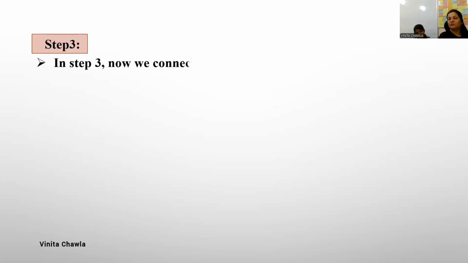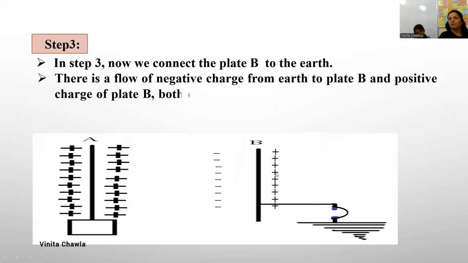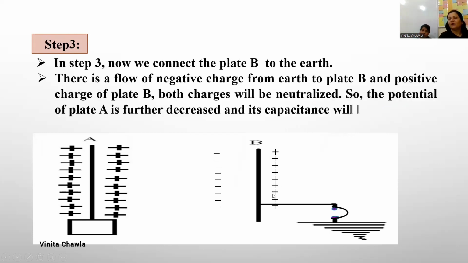Now we can give more charge to A. Now what we'll do is we'll ground this positive side of the plate B. When we ground this positive side of plate B, the ground acts as a source of electrons as well as a sink for electrons. So in this particular situation, what do you think? Is it acting as a source or a sink of electrons?